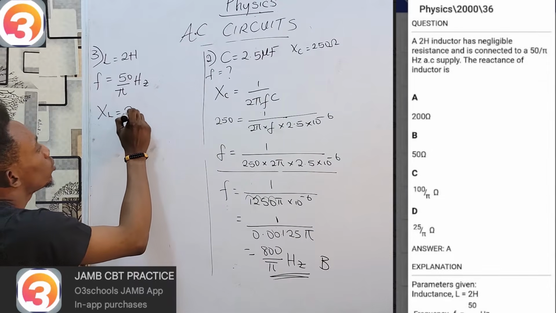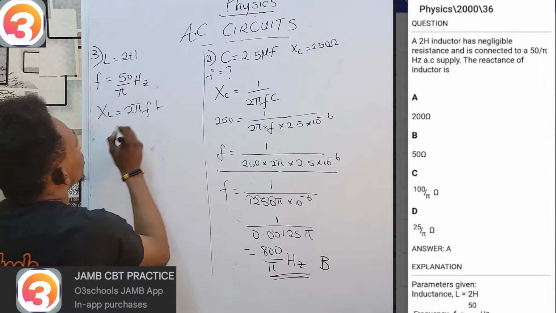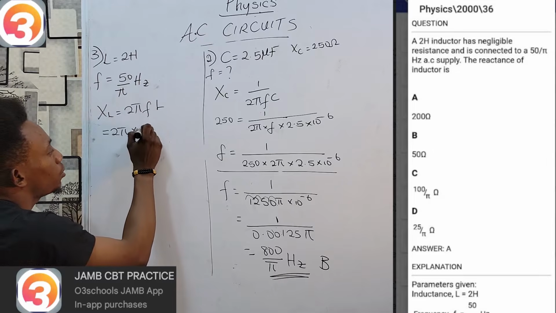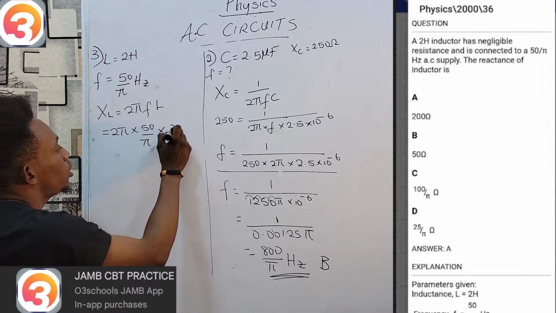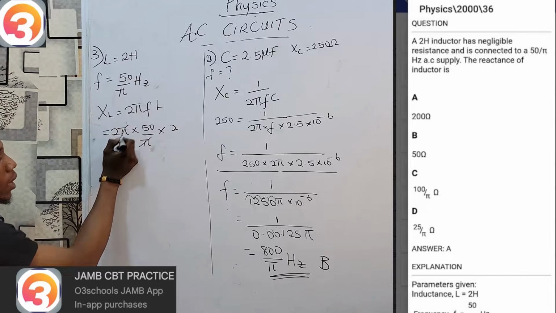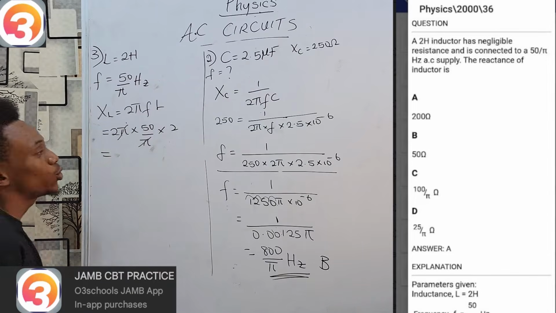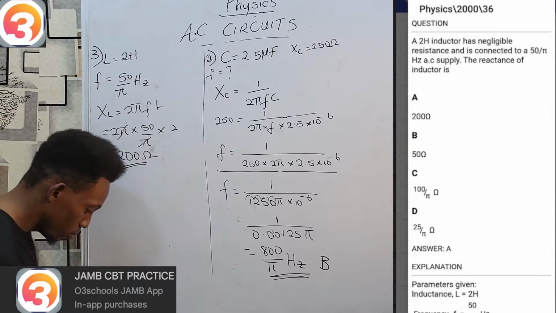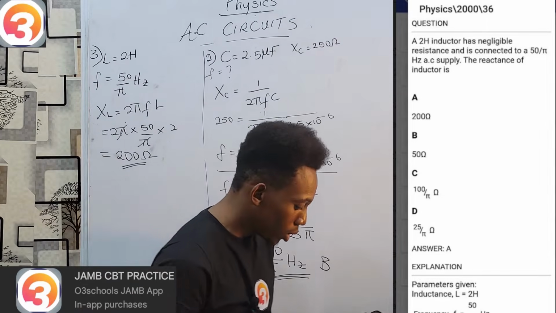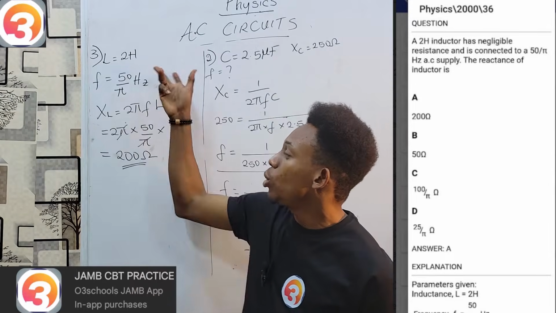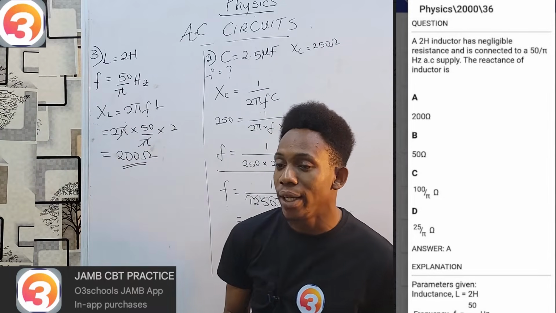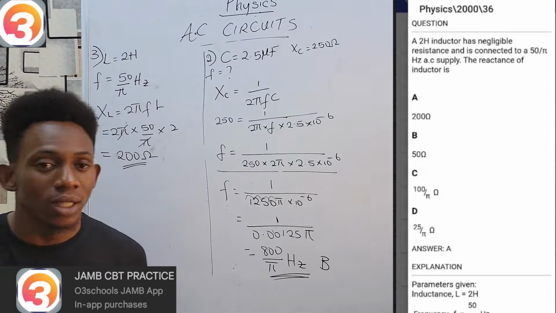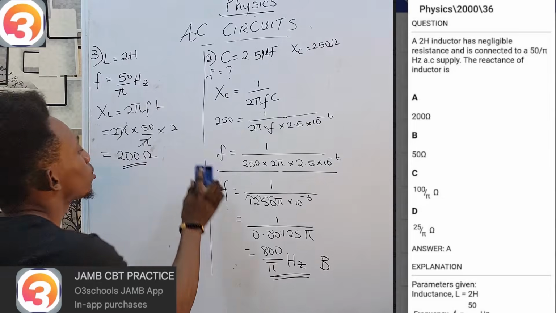XL equals 2 pi FL. So that will be 2 pi. My frequency is 50 over pi, and L is 2. Pi cancels pi. 2 times 50, 100. 100 times 2 gives you 200 ohms. And then my answer is obviously option A. My inductive reactance is 200 ohms. So you see, all you have to do is have a handle on your formulas and everything will work out.